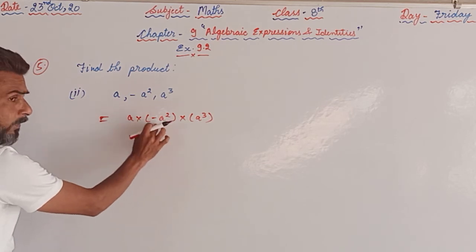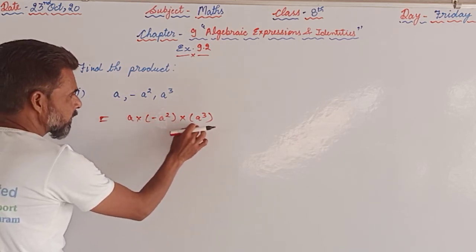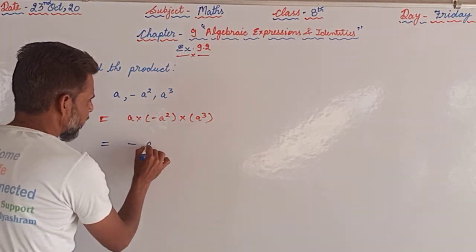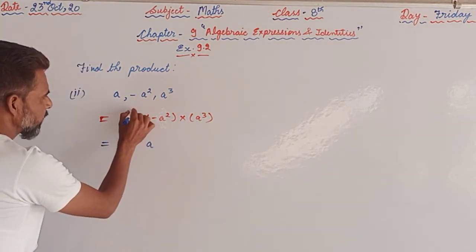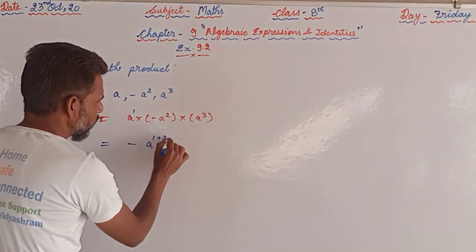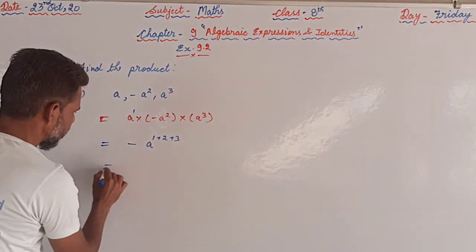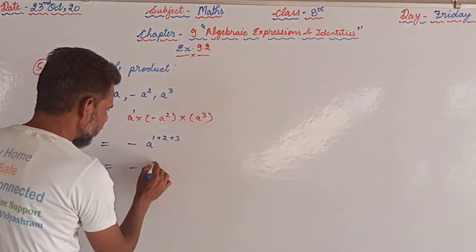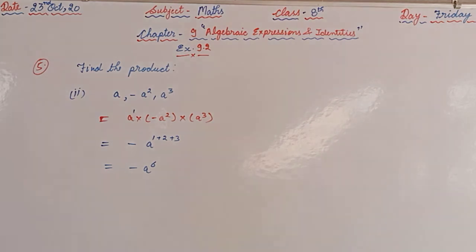So plus into minus is minus, and minus into plus is minus, so here the sign will be minus a. If no power is there, it means 1, so 1 plus 2 plus 3. So the answer will be minus a raised to power 1 plus 2 is 3, 3 plus 3 is 6, minus a raised to power 6 will be the answer of this part. So the remaining parts you are supposed to try by yourself.